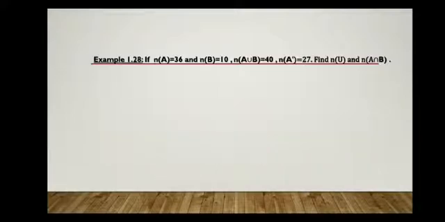Now see example 1.28. If n of A is equal to 36, n of B is equal to 10, n of A union B is equal to 40, and n of A complement is equal to 27, find n of U and n of A intersection B. First write the given things: n of A is 36, n of B is 10, n of A union B is 40 and n of A complement is 27. We have to find the number of elements in the universal set and the number of elements in A intersection B.